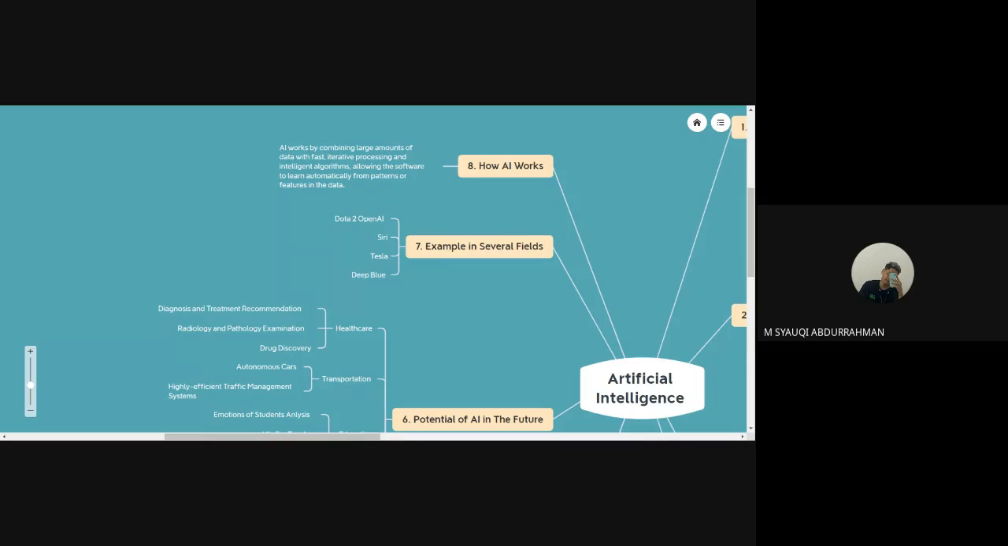So the first is from a game called Dota 2, where you have OpenAI. The AI used self-play, learning from scratch by playing against itself, to play the game. So the bot managed to win several matches against professional Dota players.